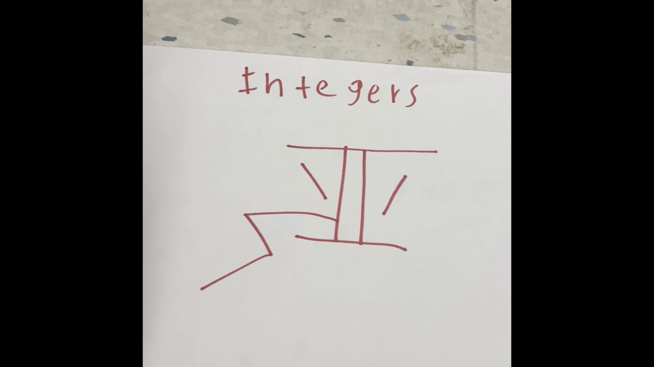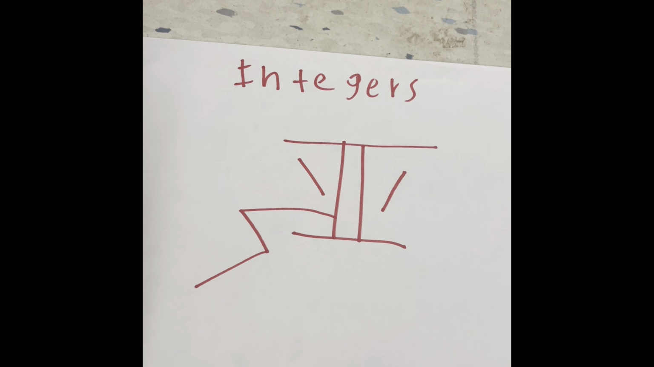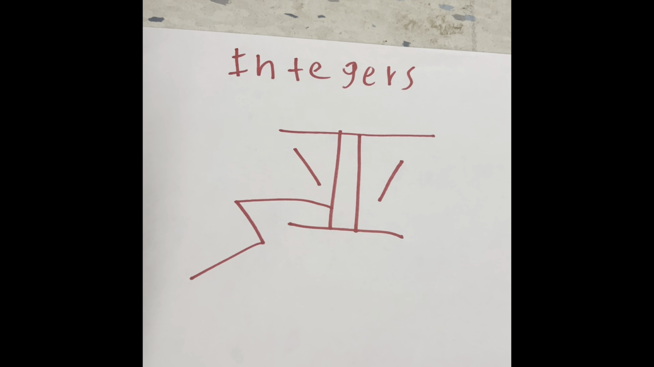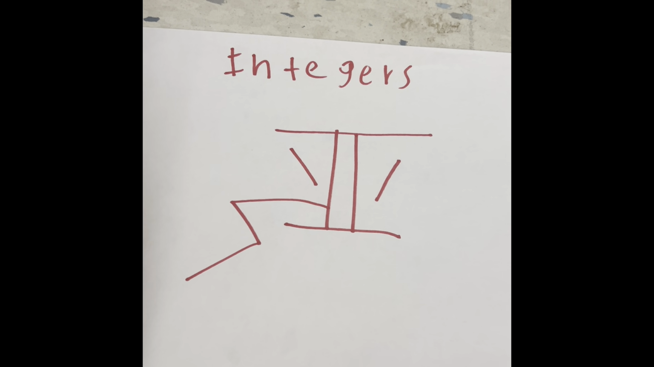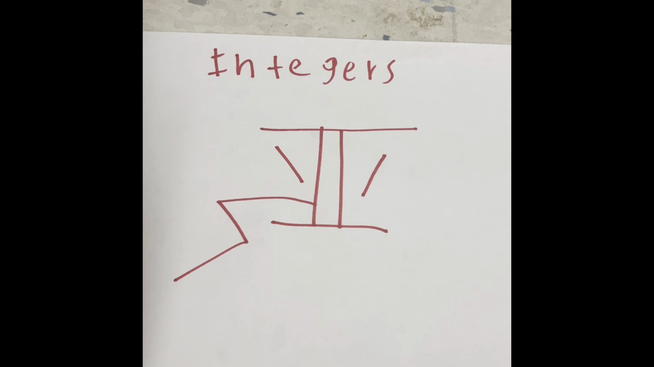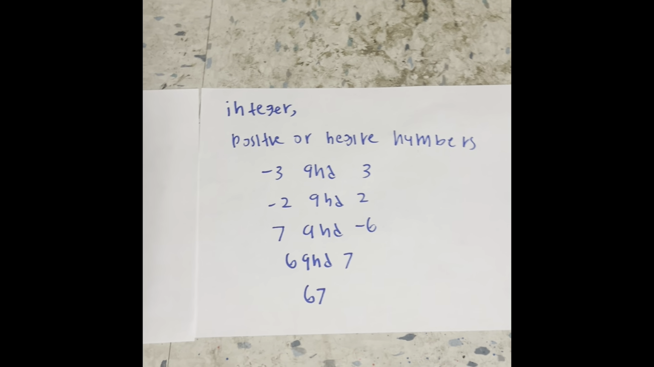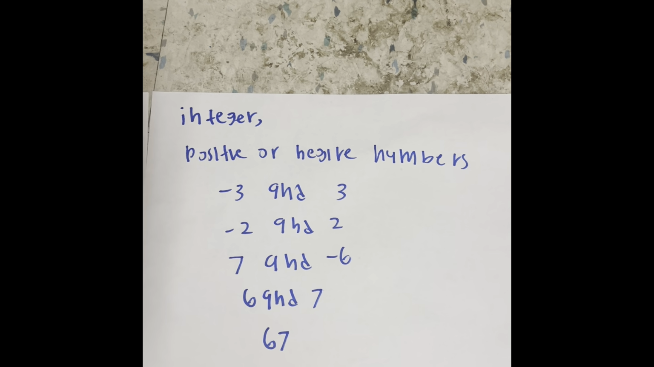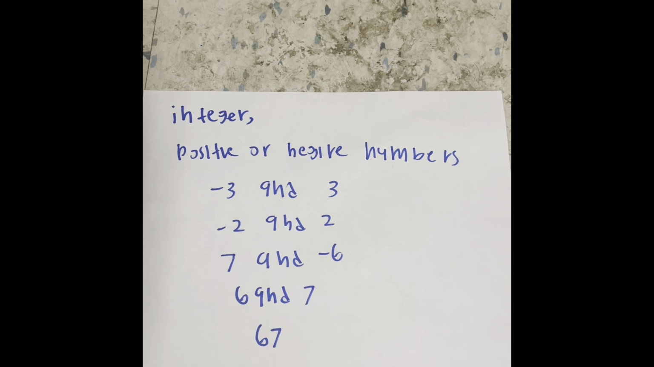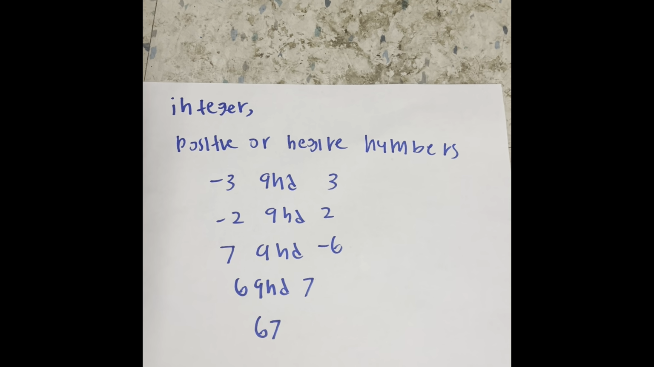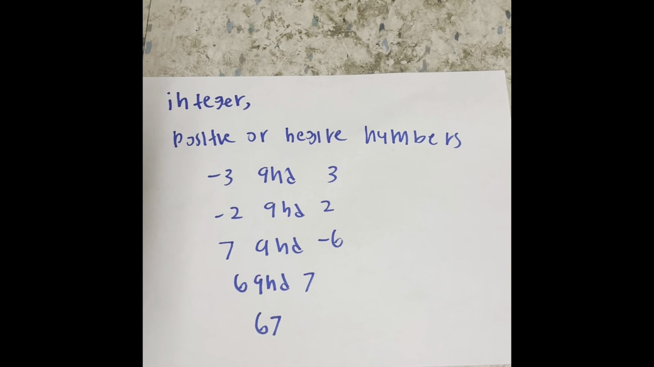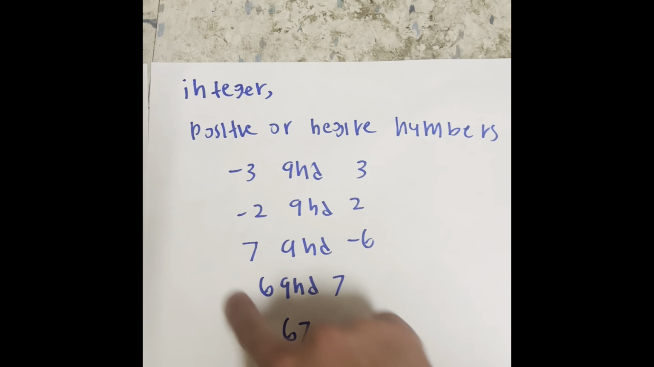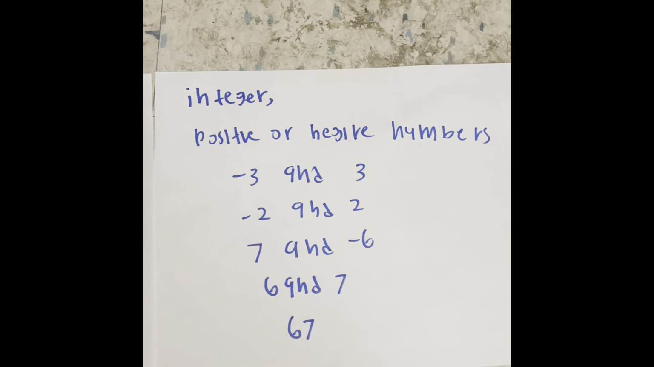So now we're in the stage where students in elementary school can learn how to add and subtract whole number integers. But wait, this is a bit weird. What exactly is an integer? An integer is a positive or negative number, like -3 and 3, -2 and 2, 7 and -6, 6 and 7. So all these examples are literally integers.